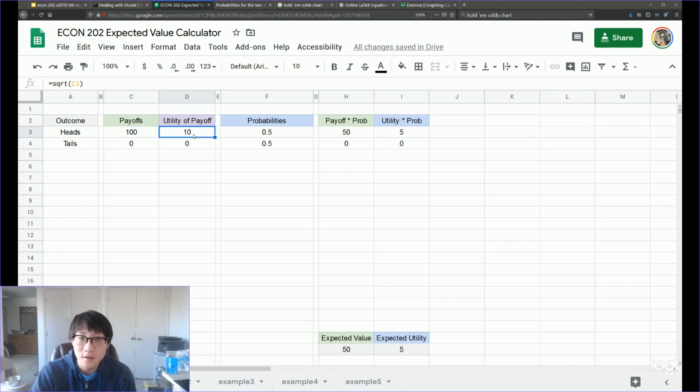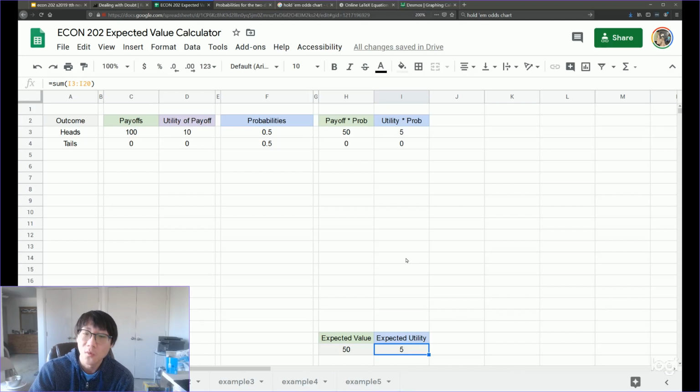I take these utilities and multiply by the probability of each one, and here are those values, and then I add them up, and here's my expected utility. So the expected value of this game is $50. The expected utility of this game is 5 units of utility, 5 units of satisfaction. So that's the expected utility of the game.